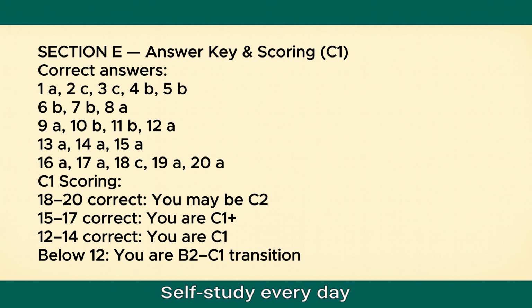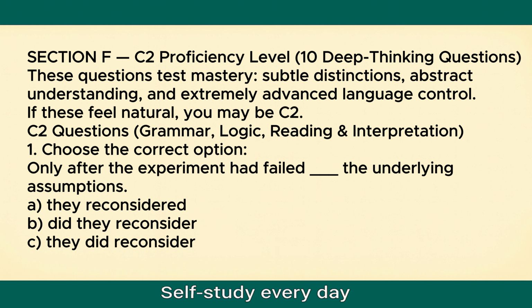C1 scoring: 18 to 20 correct, you may be C2. 15 to 17 correct, you are C1 plus. 12 to 14 correct, you are C1. And below 12, you are B2 to C1 transition.